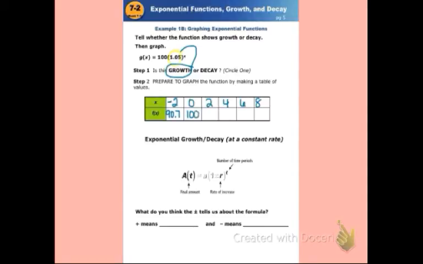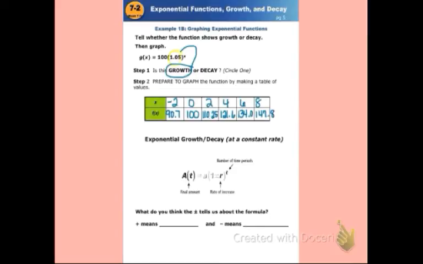If we plugged in 2, it would be 110.25. At 4, the table shows 121.55, so about 121.6. At 6, 134.01, so maybe just put 134.0. And then for 8, it's 147.75, so we'll say about 147.8.